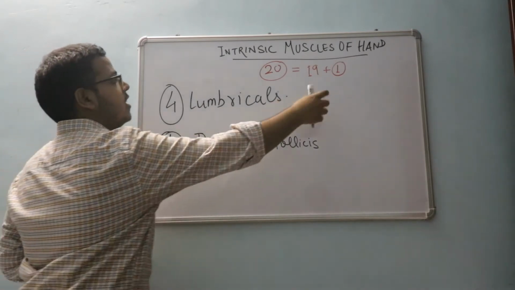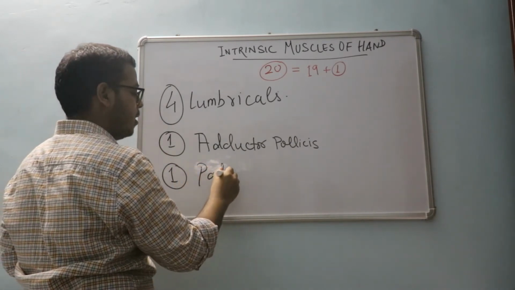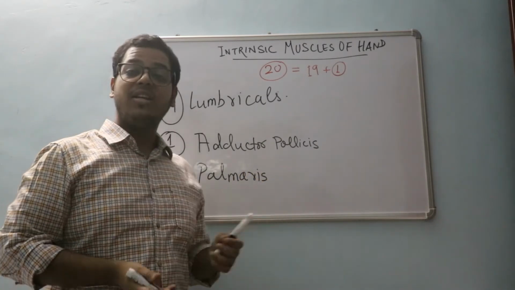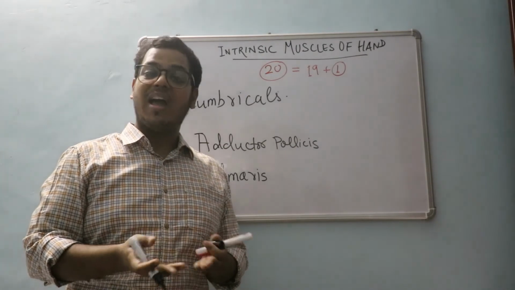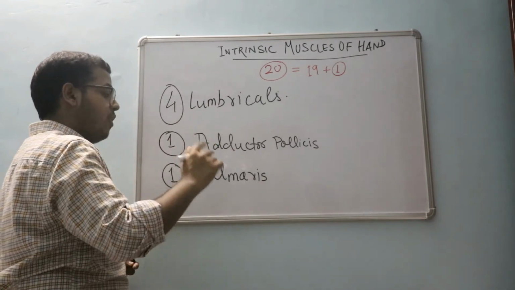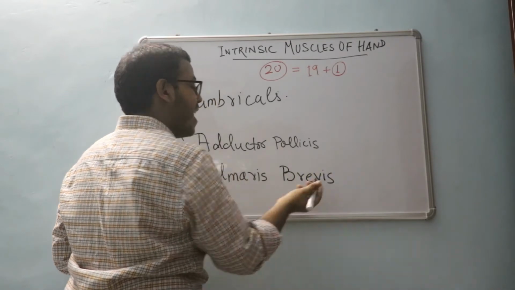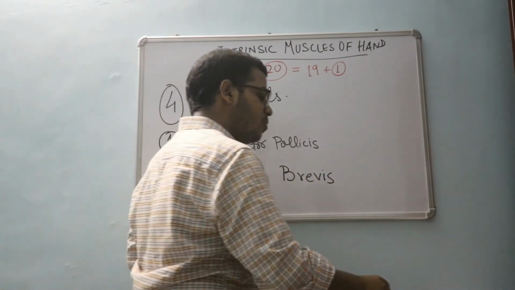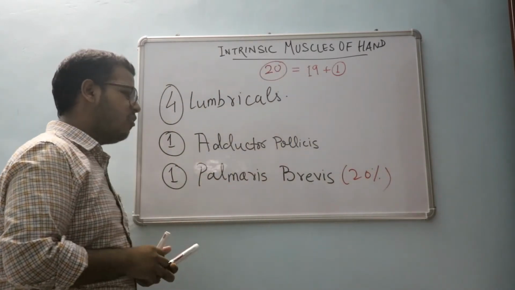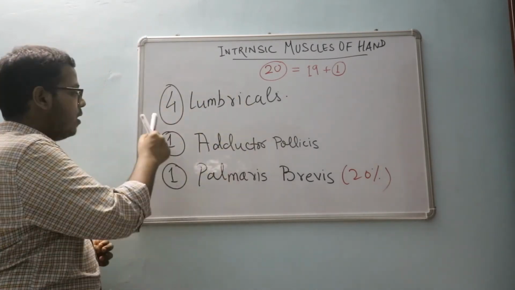And one extra, which is present only in 20% of the people, that is the palmaris. Palmaris longus is already present, you know. If you have seen my video previously, and if you haven't seen, I'll give the link in the description. Please watch it about the flexor retinaculum. So palmaris brevis, because longus is already an extrinsic muscle. So palmaris brevis is present only in 20 to 25% of the population, maybe 20%, that is what we say. So these are the 6 muscles.